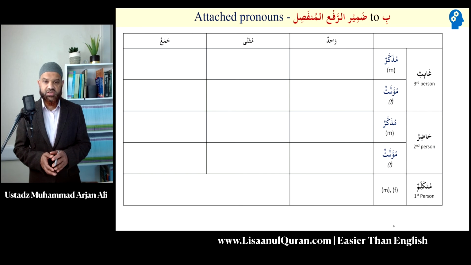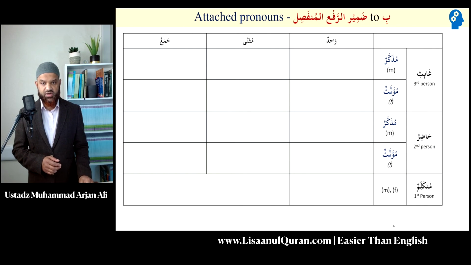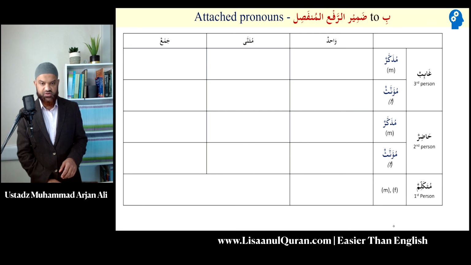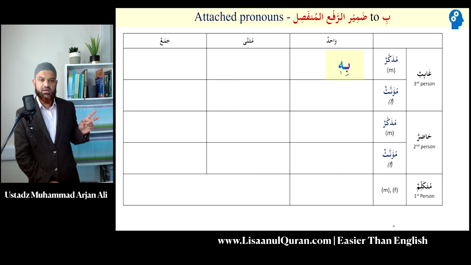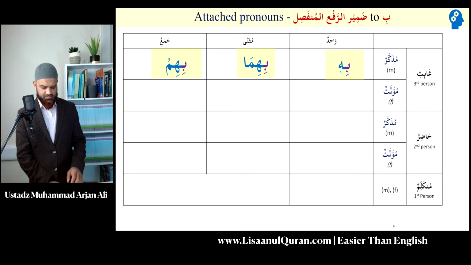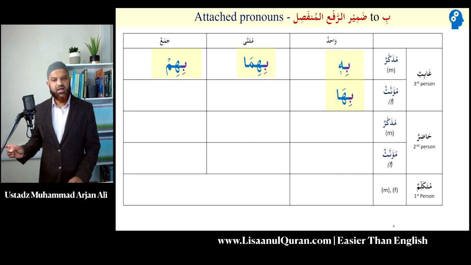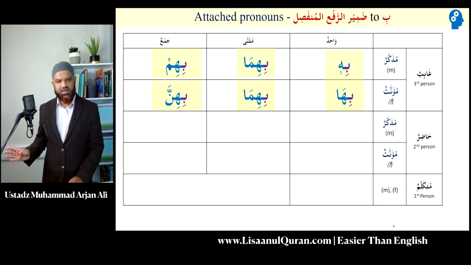So I've gone through the changes. All we're going to do in this lesson to make things quick, inshallah, is quickly go through the 14 using the TPI that we've been using so far. So the right hand, ready? Bihi, bihima, bihim. Bihi, bihima, bihim. And then we have biha, bihima, bihinna.